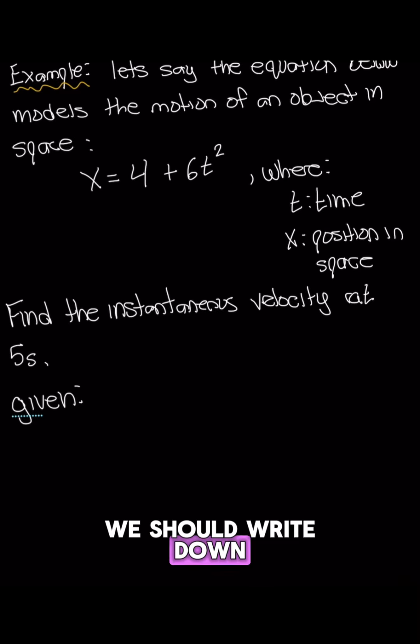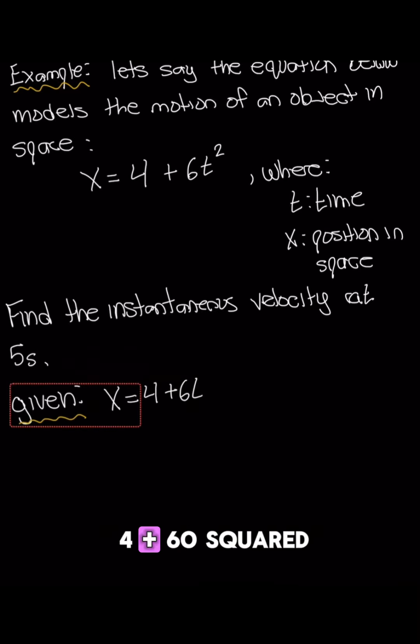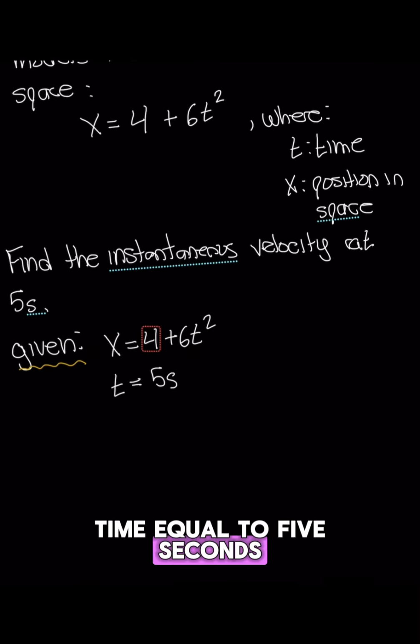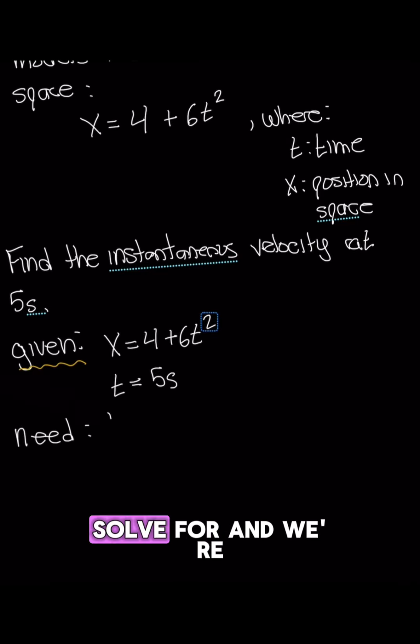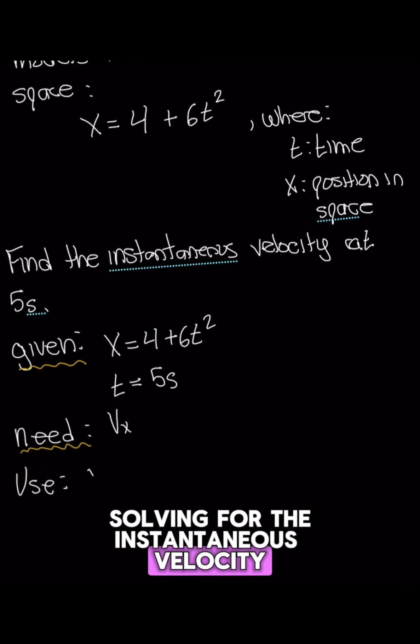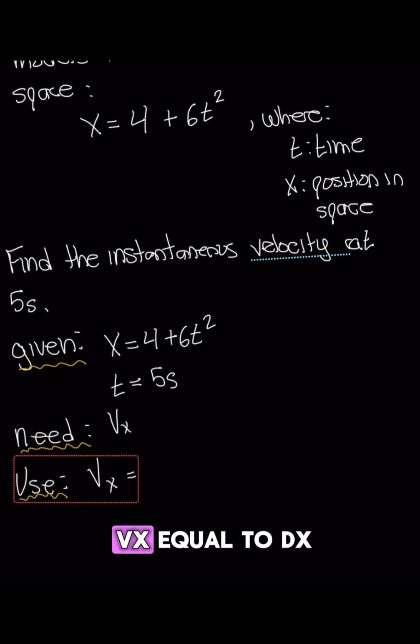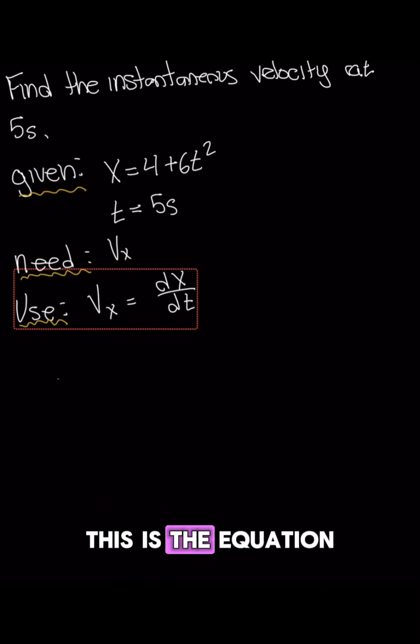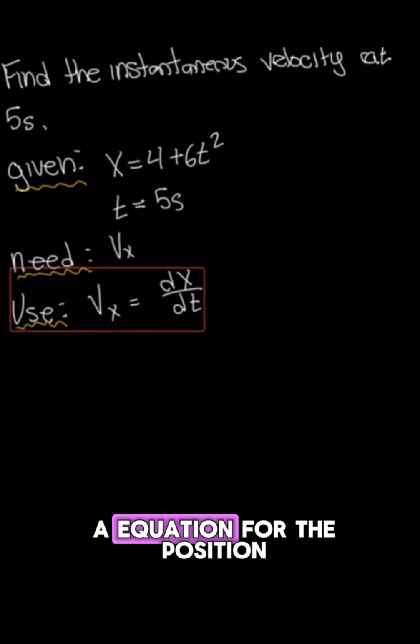So the first step, we should write down our givens. So they give us the equation x equals 4 plus 6t squared, and they give us time equal to 5 seconds. And then the next thing we need to do is to identify what we need to solve for, and we're solving for the instantaneous velocity. And the equation we're going to need is Vx equal to dx over dt. This is the equation we need because they gave us an equation for the position.